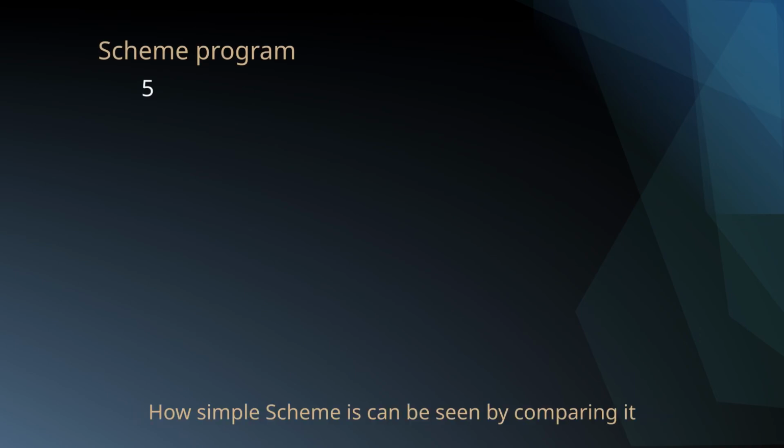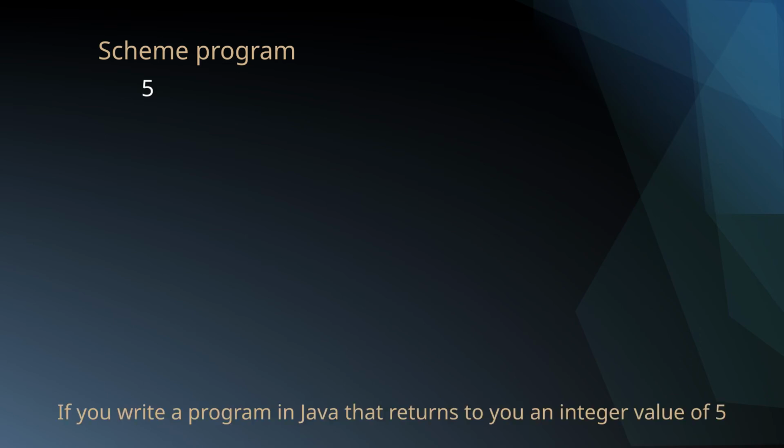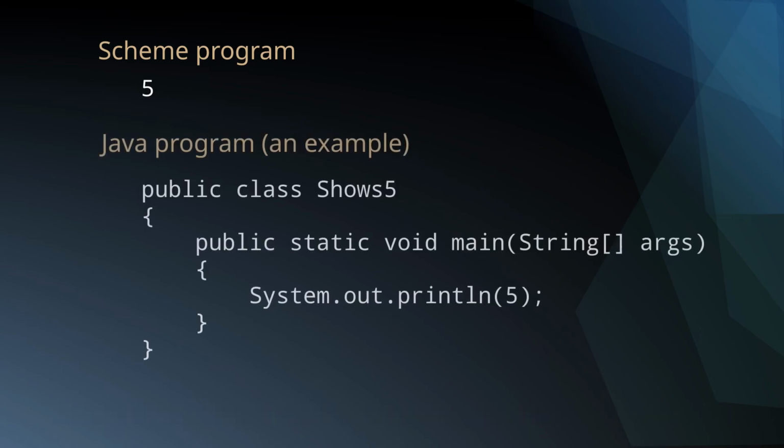How simple Scheme is can be seen by comparing it with other programming languages. Viivi is written in the Java programming language. If you write a program in Java that returns to you an integer value of 5, for example, this much code is required.